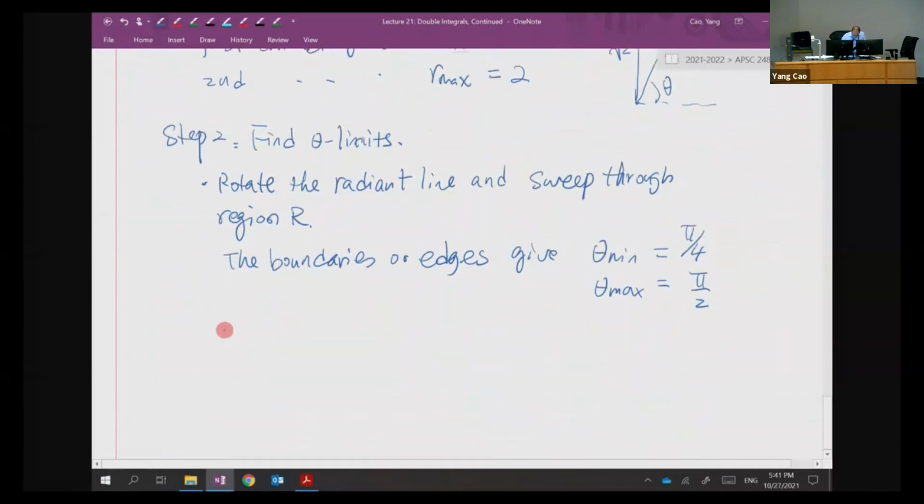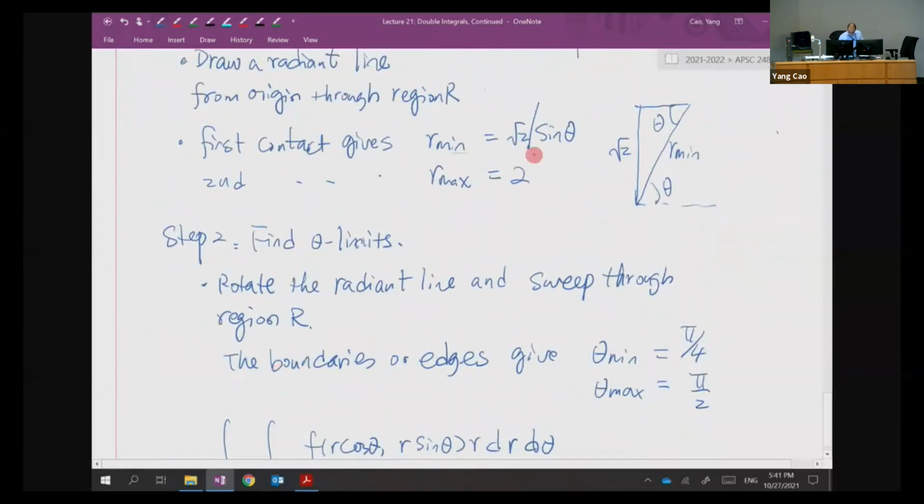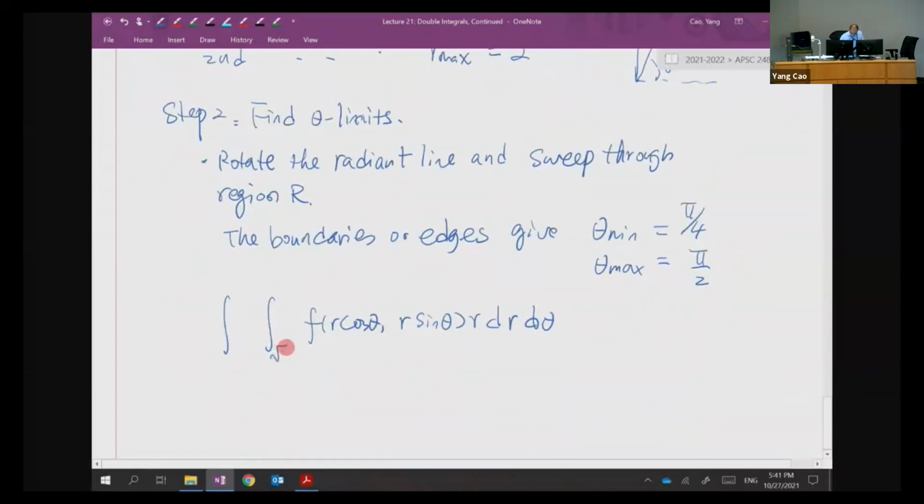So finally, you can fill in the information of the limits. R goes from √2 over sine theta to 2, and theta goes from pi over 4 to pi over 2.